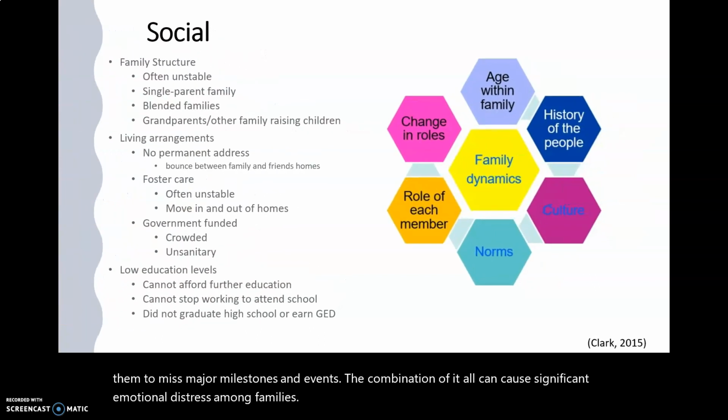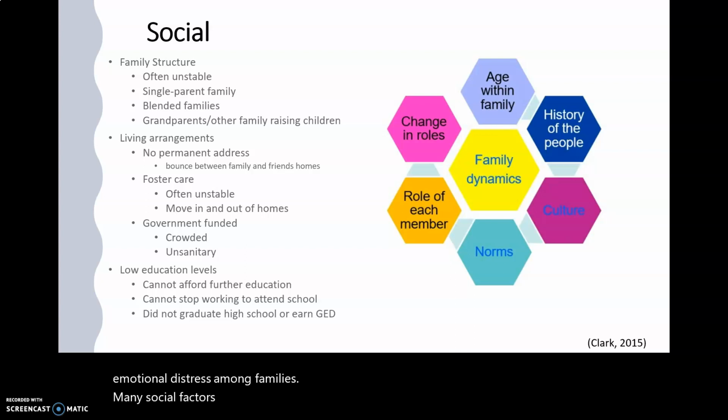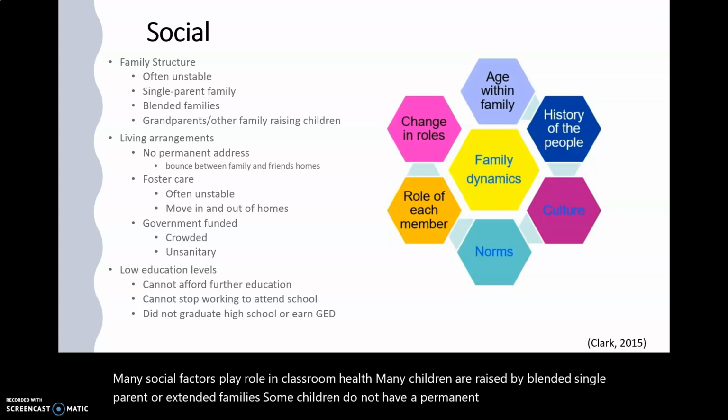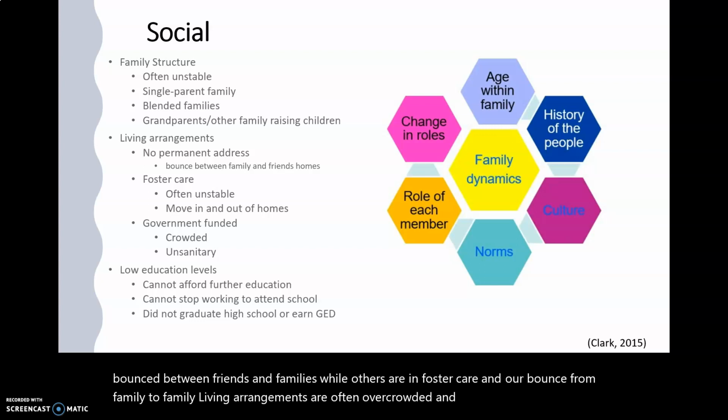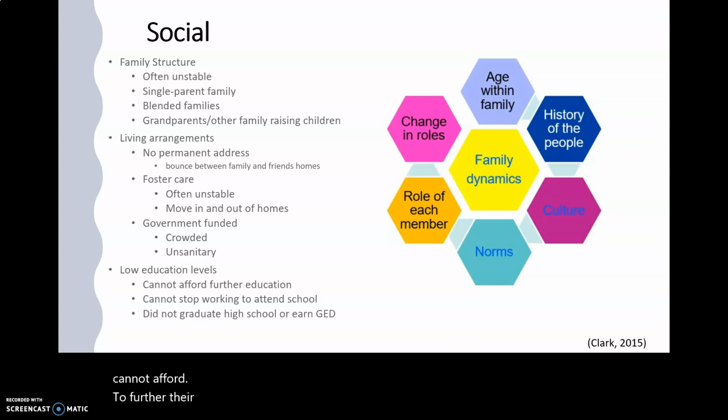Many social factors play a role in classroom health. Many children are raised by blended, single-parent, or extended families. Some children do not have a permanent address as they bounce between friends and families, while others are in foster care and are bounced from family to family. Living arrangements are often overcrowded and unsanitary. Families typically cannot afford to further their education, cannot stop working to attend school, and some haven't even been able to finish high school or obtain their GED.